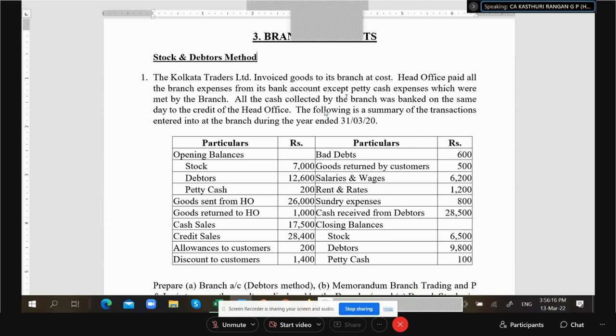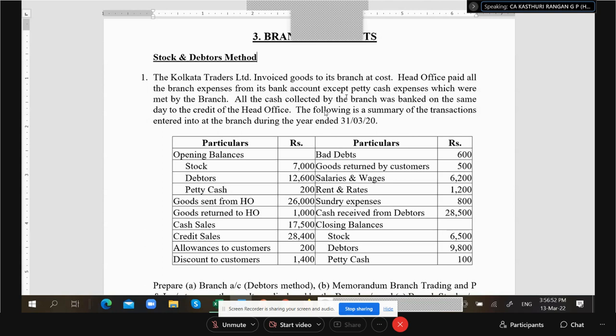Whereas stock and debtors method, we'll have to prepare various ledger accounts, namely branch stock account, branch debtors account, branch expense account, branch P&L account. If suppose the goods were sent by HO to branch at invoice price, that is cost plus loading, then we'll have to prepare branch adjustment account also. So under debtors method, only one account, branch account.